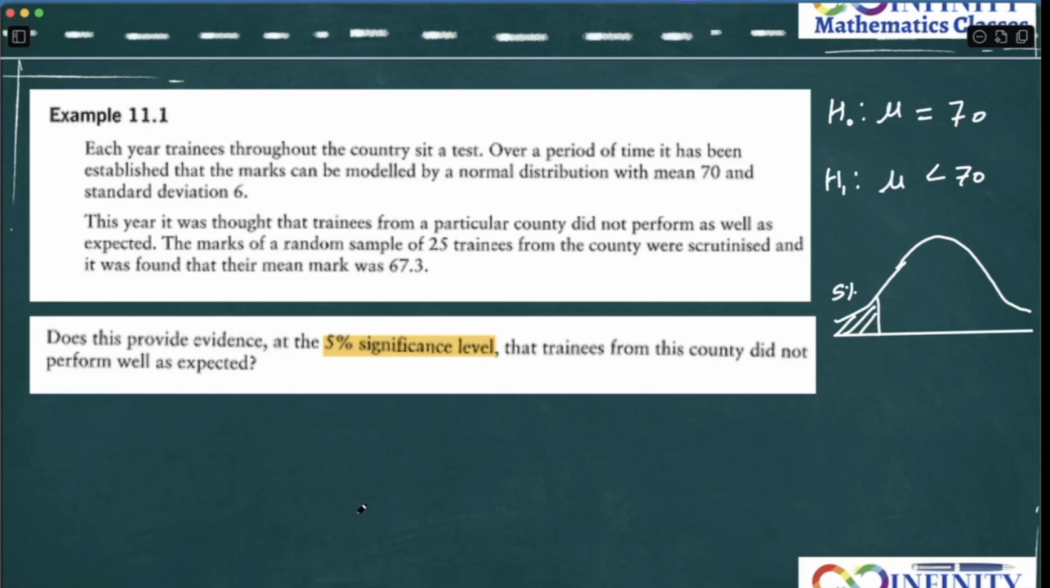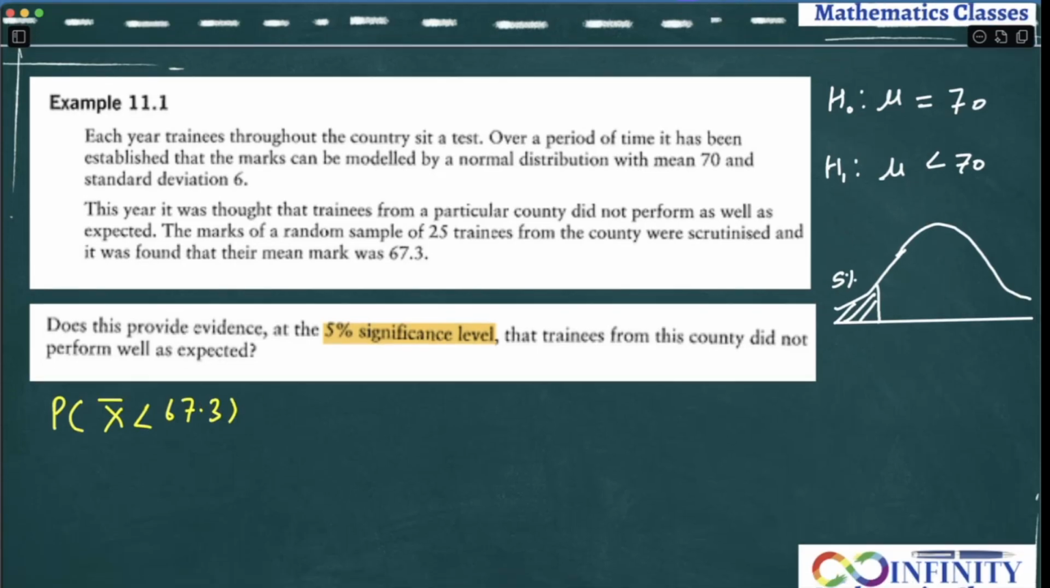In order to find this value, let me find the probability that the sample mean is less than 67.3. What I'm trying to find out, I'm telling you once more, it is given that the distribution is normal with mean 70 and standard deviation 6. There are 25 trainees, and their mean marks are 67.3.